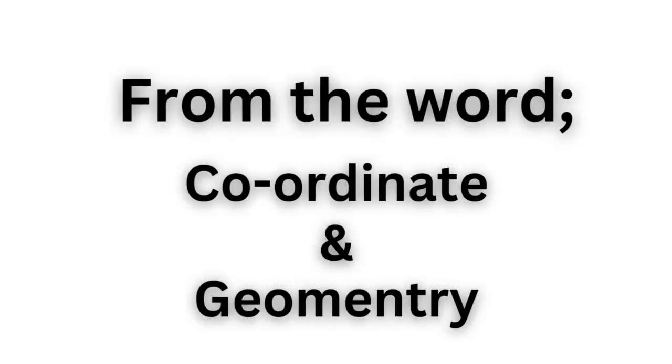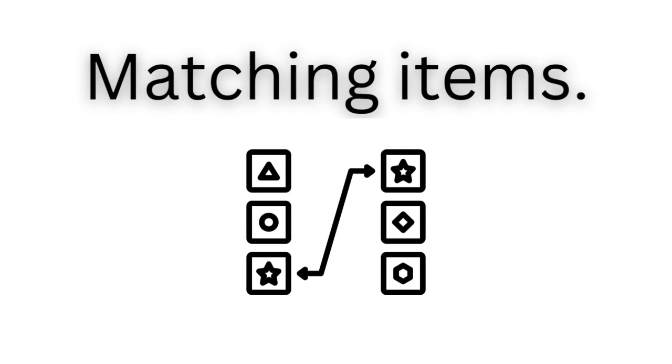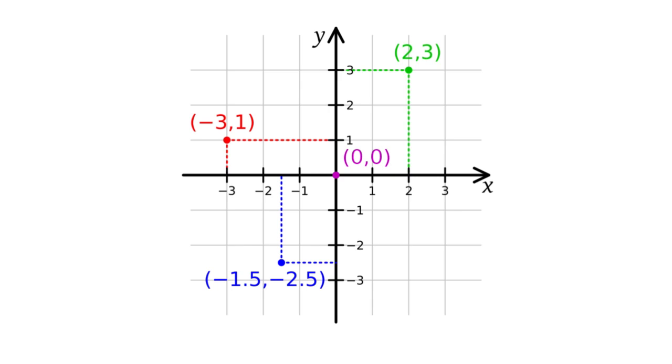Hi guys, today we are going to be talking about coordinate geometry. From the words coordinate and geometry, what is coordinate? Coordinate is defined as matching items, bonding one or two things together. So from the word coordination, we are trying to gather something, joining two things together.